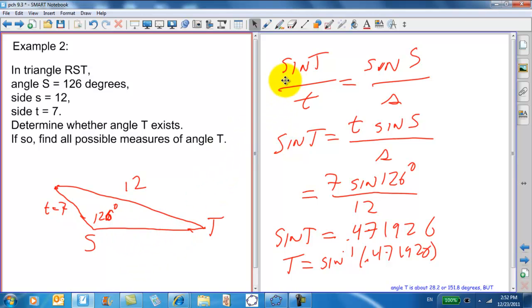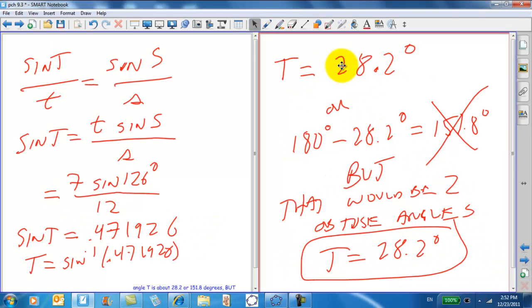Now I can use law of sines: sine of T is to T as sine of S is to S. Sine of T equals T sine S over S. So substitute in 7 for T and 12 for S and 126 degrees in for angle S. Make sure you're in degree mode. And sine of T equals 0.471926. So I take the inverse sine of that, and that gives me 28.2.